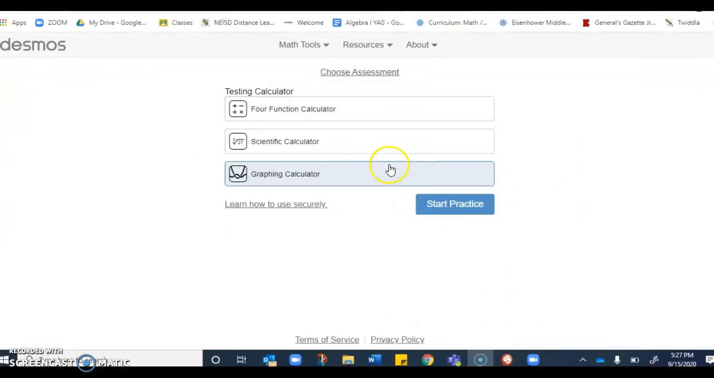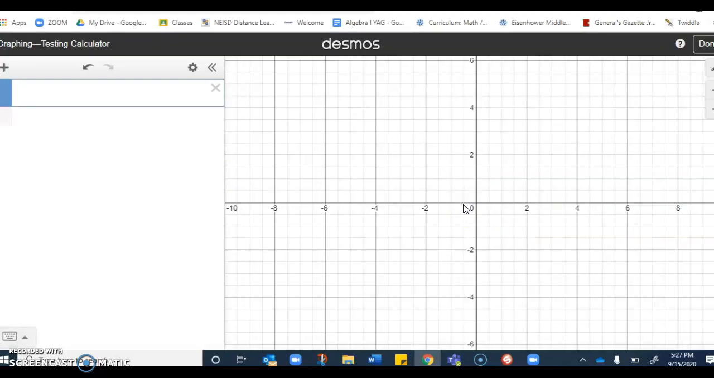So guys, remember the calculator that we should be picking is the graphing. So if you click the link in Google Classroom, it goes to graphing calculator, start practice, and here we are in Desmos. Okay, so we're going to type in our full equation. Y is equal to 3x. Okay, it shows me a picture of my graph, of my line.